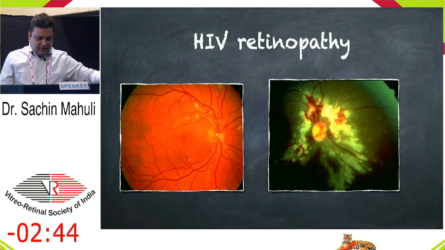This is a case of HIV retinopathy wherein you have to look for cotton wool spots in early stages. HIV retinopathy can be very asymptomatic, and you need to have a high degree of suspicion for this.